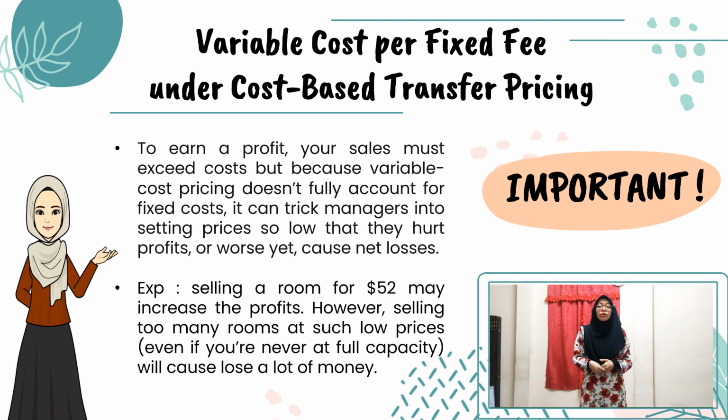The last point to note when using this method is that to earn a profit, your sales must exceed cost. But because variable cost pricing doesn't fully account for fixed costs, it can trick managers into setting prices so low that they hurt profit or, worse yet, cause net losses. For example, selling a room for 52 ringgit may increase the profit. However, selling too many rooms at such low prices, even if you are never at full capacity, will lose a lot of money.